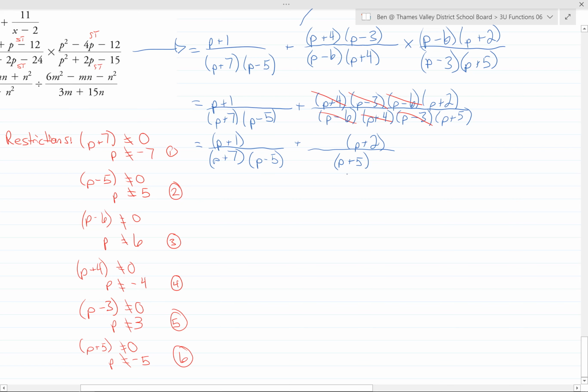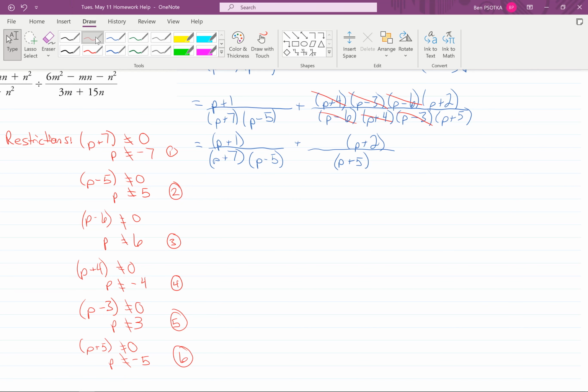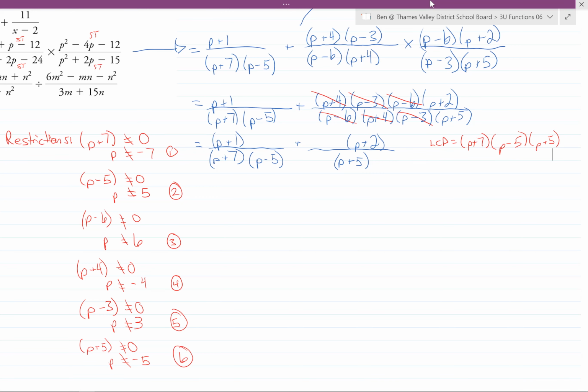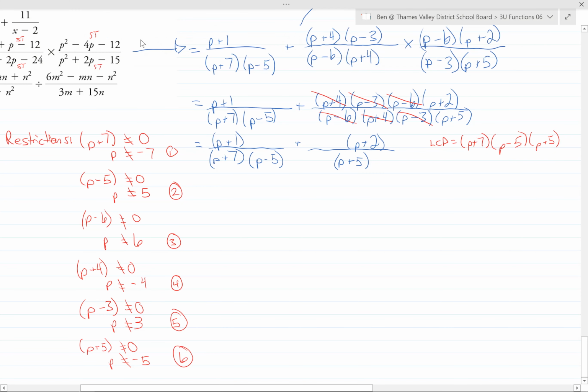At this point, I can find my lowest common denominator. That's going to be a combination of all the factors that are involved in my denominator. So my LCD equals (p plus 7)(p minus 5)(p plus 5). Nice and easy. If that's the case, I'm going to implement this lowest common denominator, meaning I need to multiply my first fraction, and sorry, I'm kind of squeezing it in on the wrong side of the equal sign here. I need to multiply the numerator and denominator of my first fraction by p plus 5.